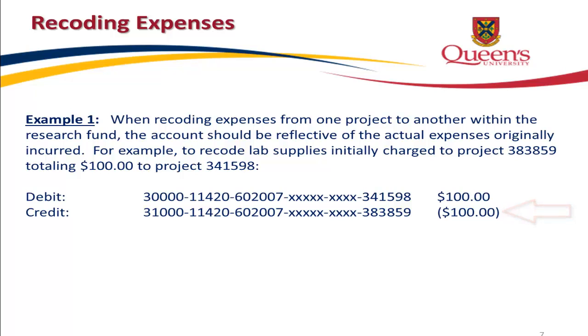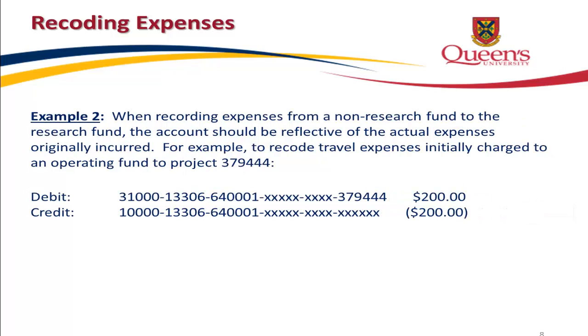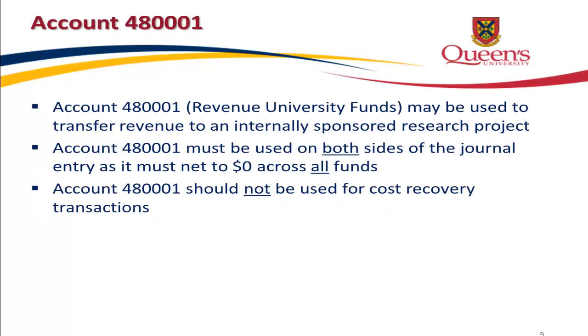Example number 2 involves recoding expenses from a non-research fund to a research fund. In this example, travel expenses, which were originally incurred in the operating fund, are being recoded to Research Project 379444. As indicated in example number 1, the account should be reflective of the same account used in the original transaction. The debit side of the entry represents where the expenses are being moved to, while the credit represents a reimbursement to the operating fund where the original expenses were incurred.